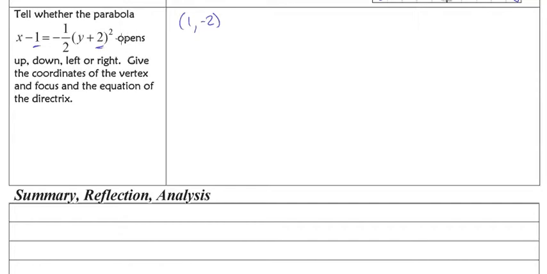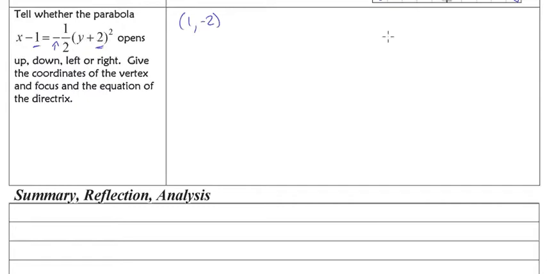And we can reasonably notice that it's x equals something times, and then y squared is in here. So we know it opens either to the left or to the right. But notice the negative right there. Since it's a negative value that's being multiplied by our y squared, it's going to be opening to the left.